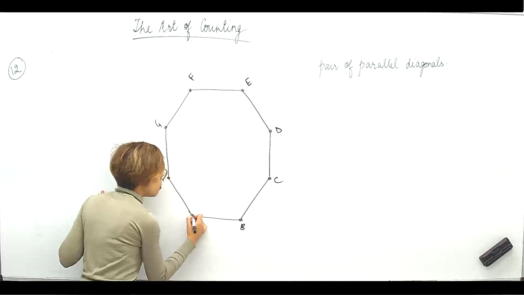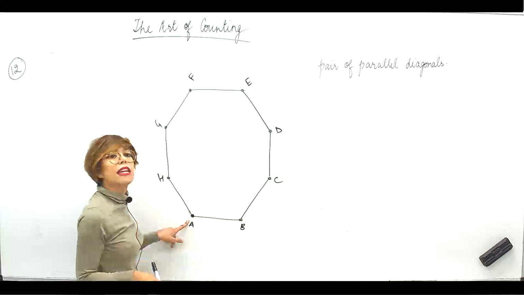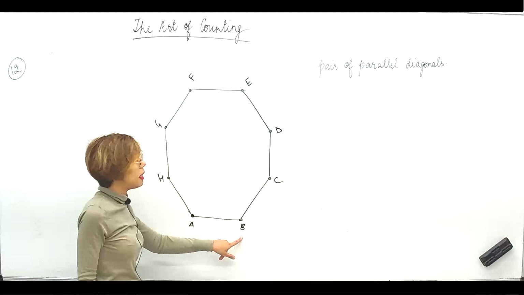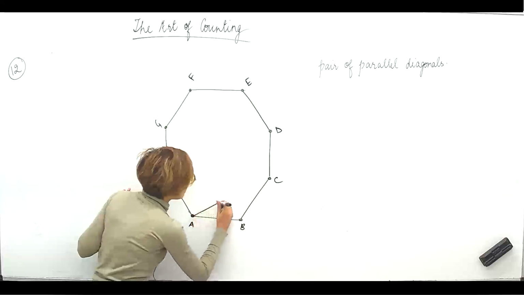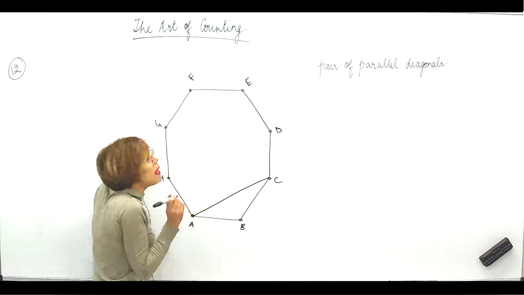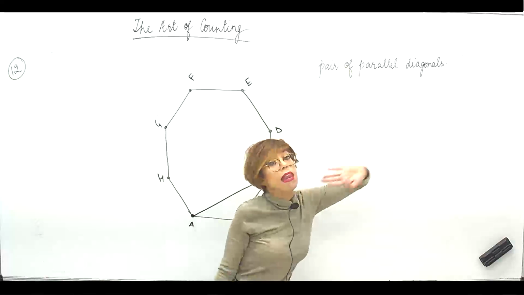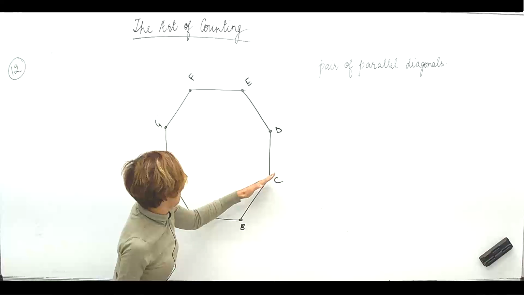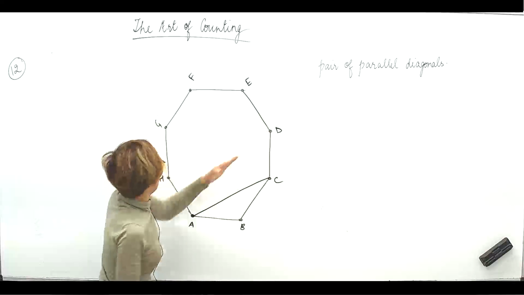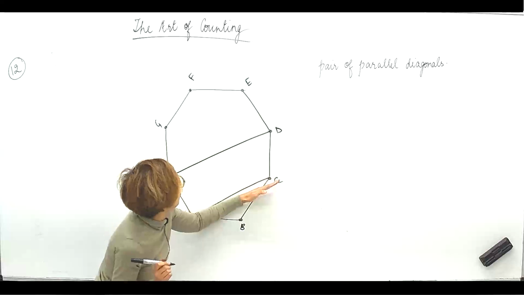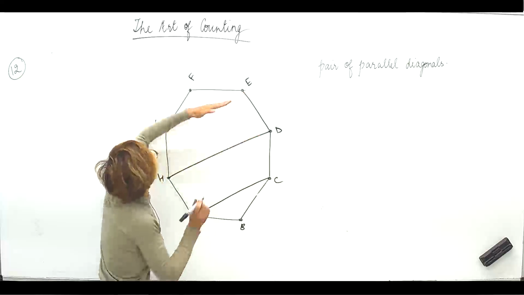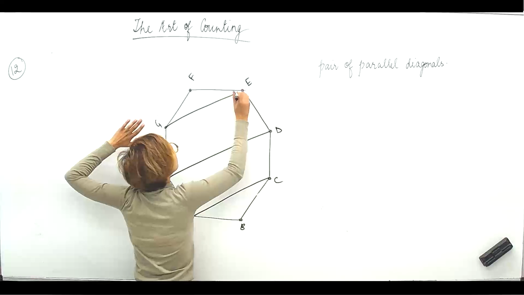Let's talk about A. From A, let's draw the diagonal. Obviously, if I join A and B, I will not get a diagonal. But if I join A and C, will I get a diagonal? Yes. But I am interested in the pair of parallel diagonals. So let's look at the parallel diagonals. Parallel to this diagonal, there will be this one. Now is there any other parallel? This is there. This is also there. This is also parallel.